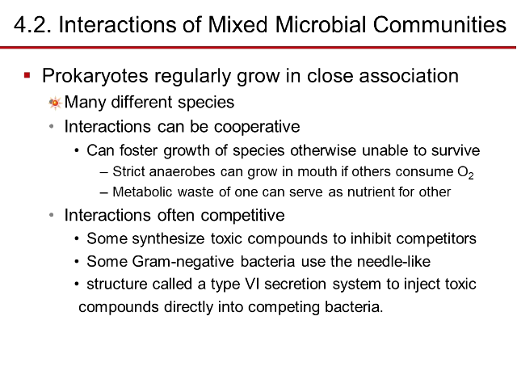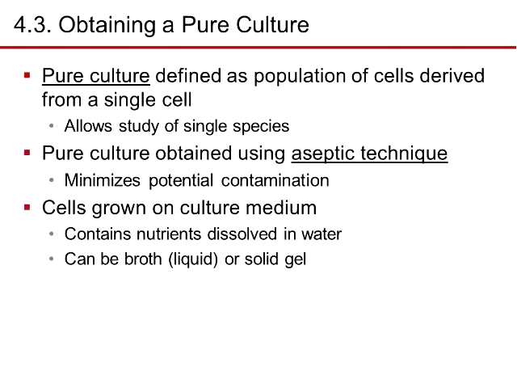Now, interactions are often competitive. Some synthesize toxic compounds to inhibit competitors, and some gram-negative bacteria use the needle-like approach, if you will. A needle-like structure called a type 6 secretion system is used to inject toxic compounds directly into competing bacteria. So they basically poison their competitors.